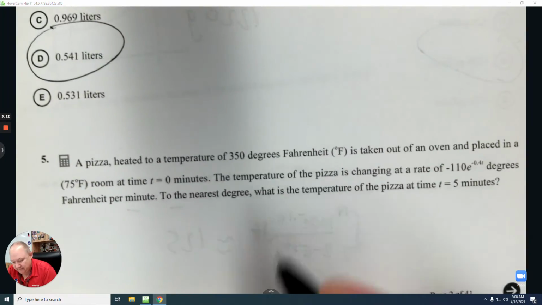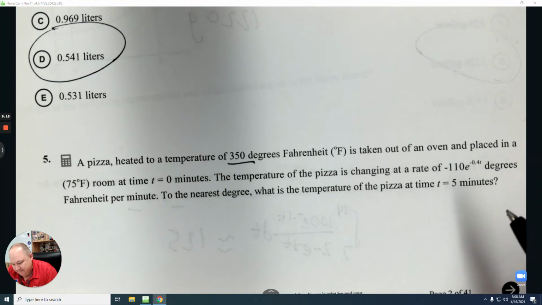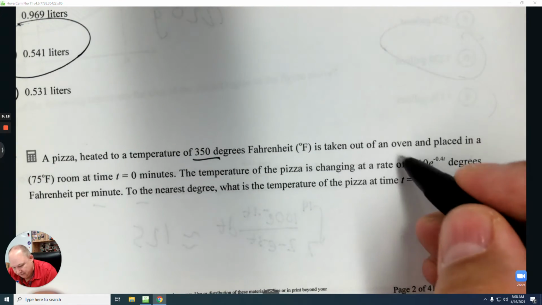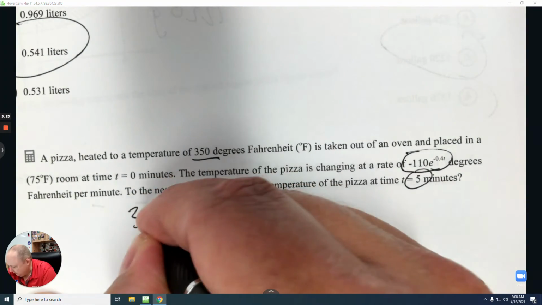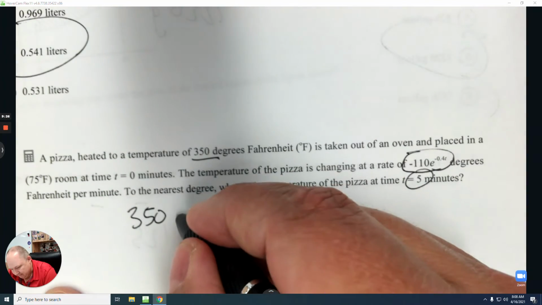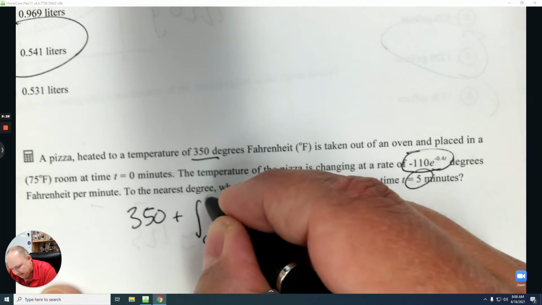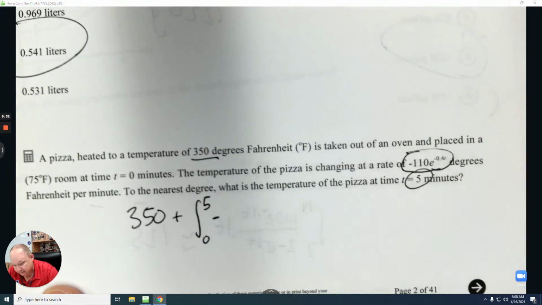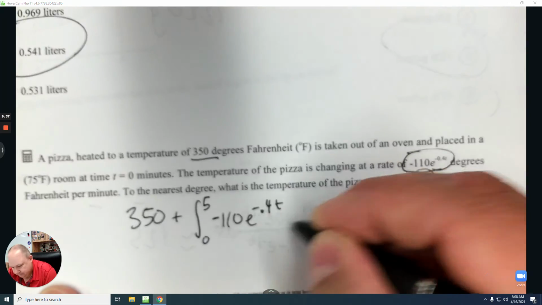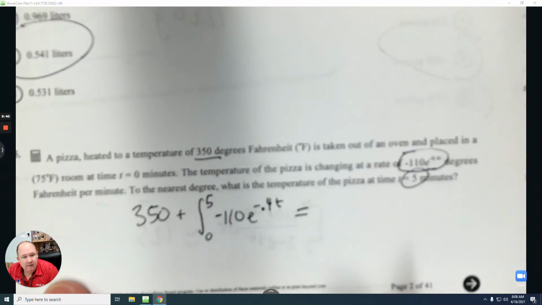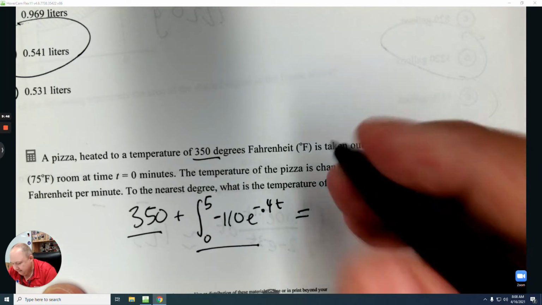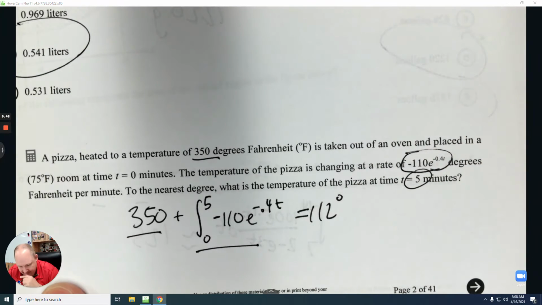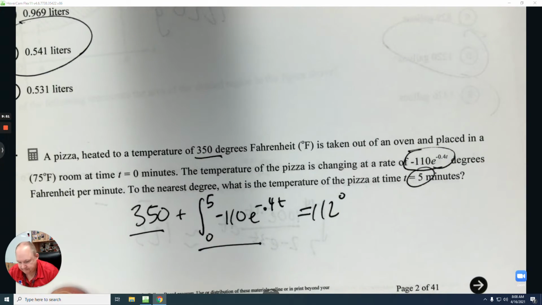Pizzas are heated to 350 degrees, and then the temperature changes when it gets out of the oven. What's the temperature after 5 minutes? So we start with 350. And then this is already going to be a negative answer that brings the temperature down. What you start with, the rate, in this case is going to bring the temperature down. Put that in your calculator, and the temperature of the pizza after 5 minutes is 112.